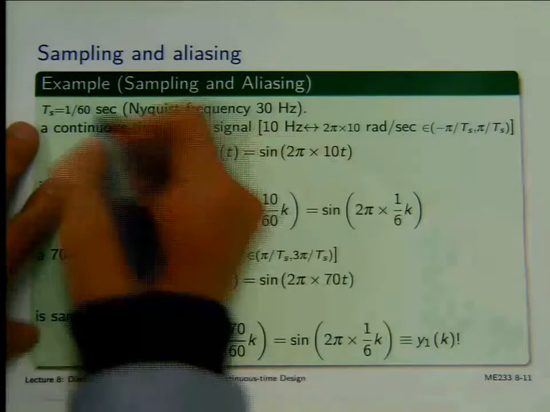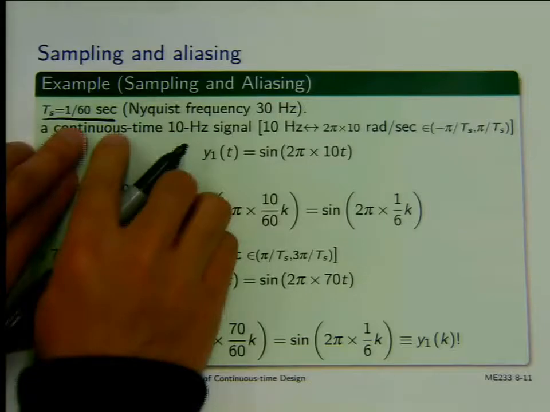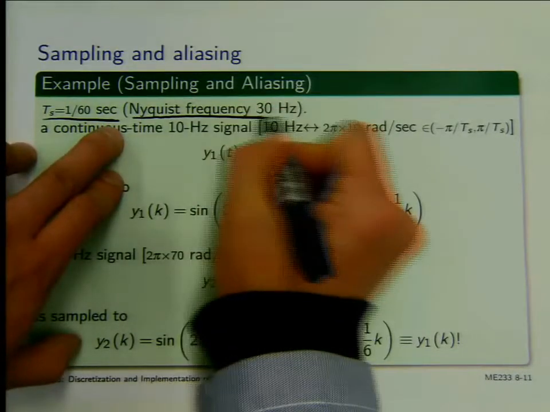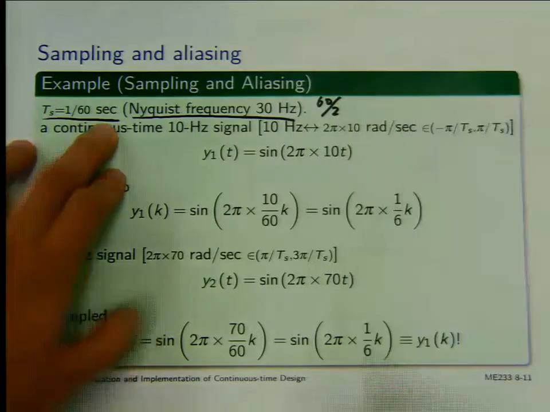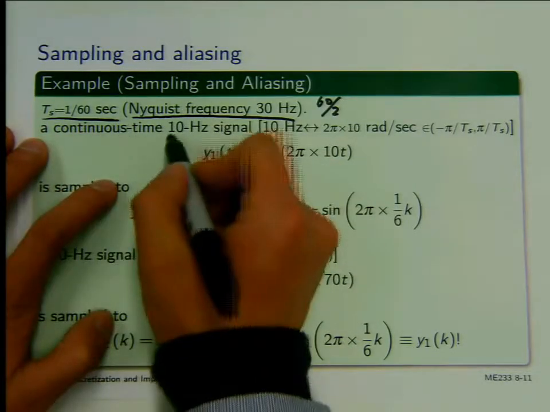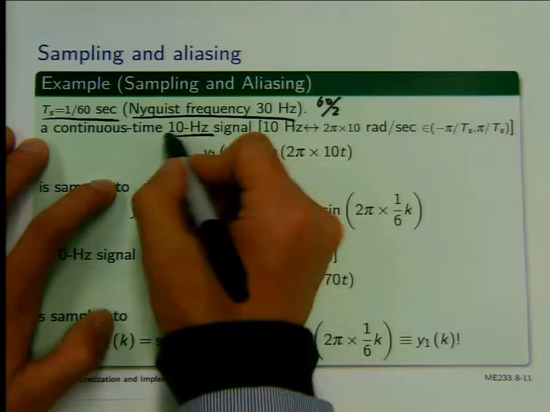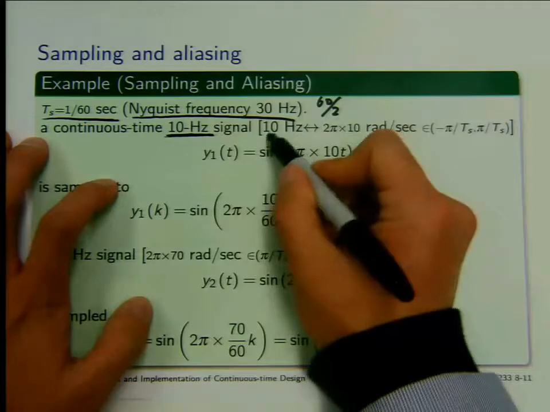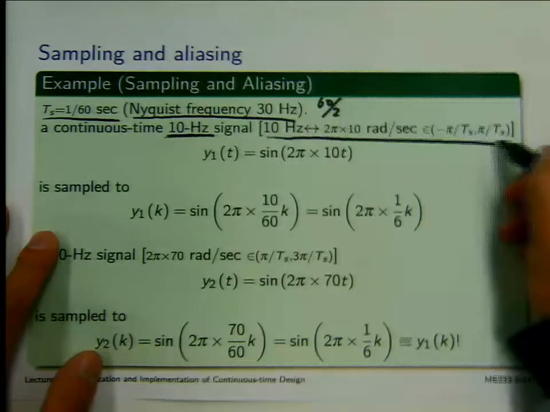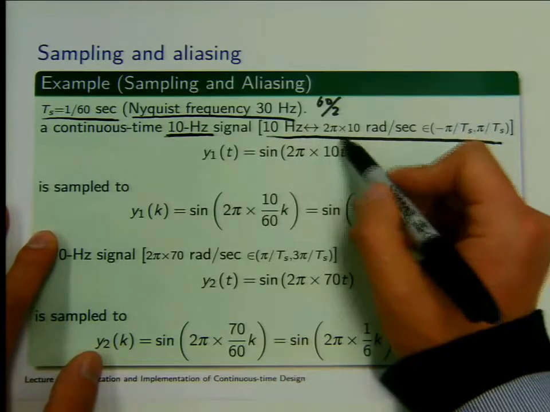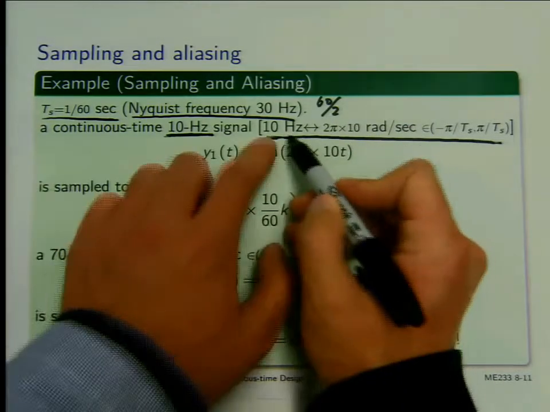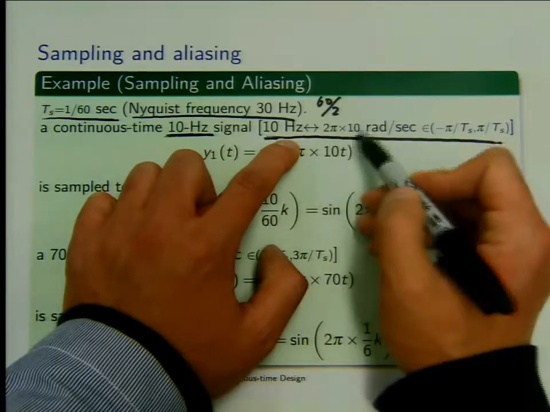So let's do a quick example to let you see what kind of result will happen. Let's consider the sampling time is 1 divided by 60 seconds. So it means the sampling frequency is 60 hertz. In other words, the Nyquist frequency is 30 hertz, which is 60 divided by 2. At this sampling frequency, in the first case, I would like to sample a 10 hertz signal. 10 hertz in radians per second is 2π times 10 radians per second.